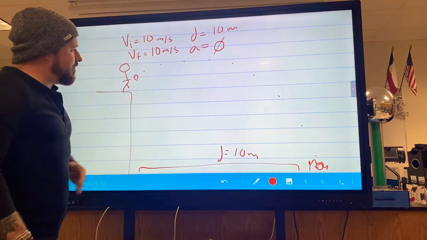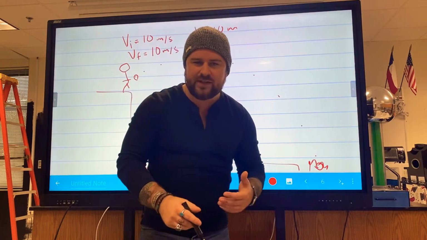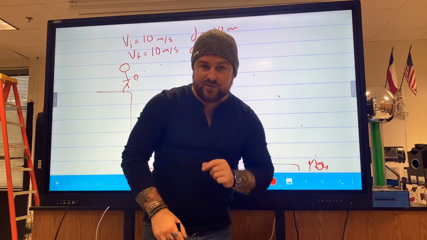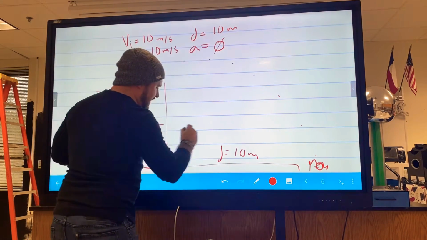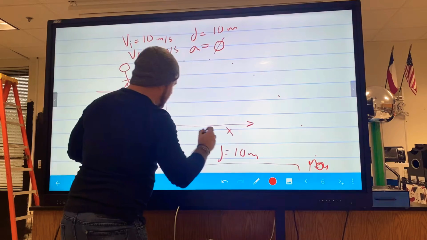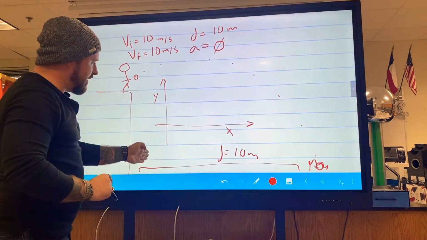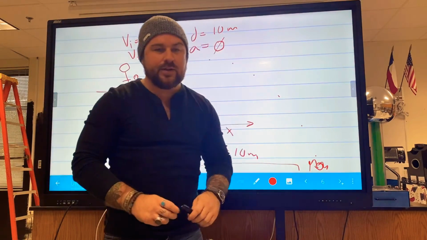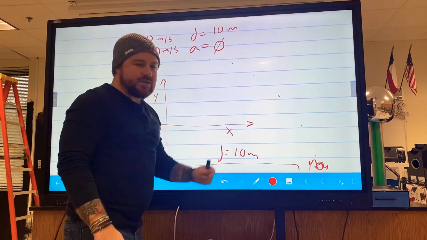You might be confused because you're like, wait, what about gravity? It's falling towards the earth and it's getting faster. That is true, but not in the X direction. Not here. That is happening in the Y direction, up and down, right? So in the X direction, we have a very, very basic scenario. 10 meters a second, and it's going to stay 10 meters a second, and it's going to go 10 meters.